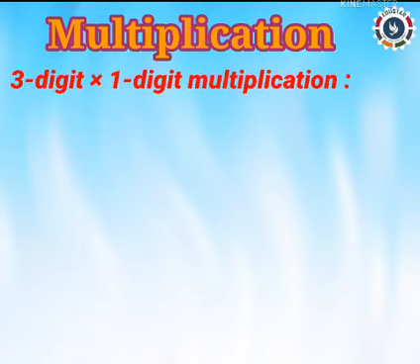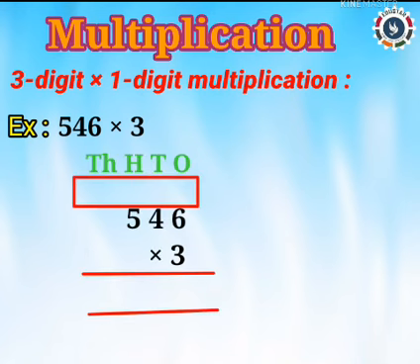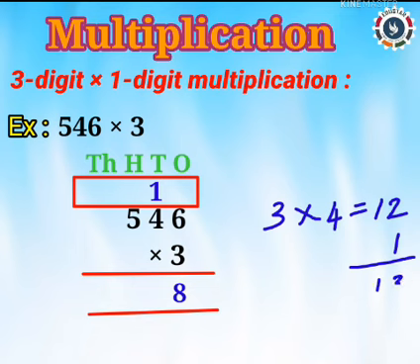Let us see one example for 3-digit by 1-digit multiplication. 546 into 3. Arrange the given numbers according to their place values. Start multiplying from ones place. Multiply each place in turn. 3 6s are 18. Write 8 in ones column. Carry 1 to the tens column. 3 4s are 12. Add carry 1 to 12.